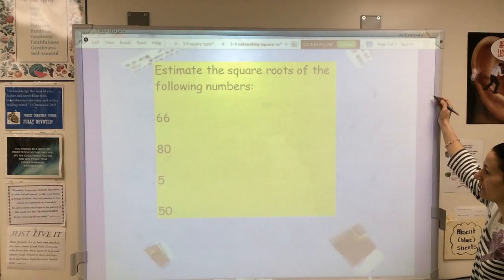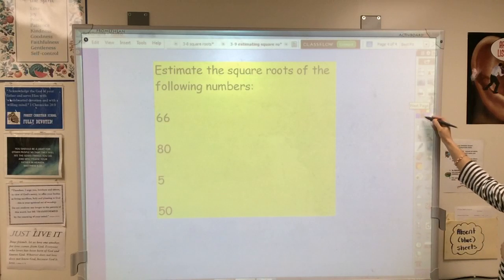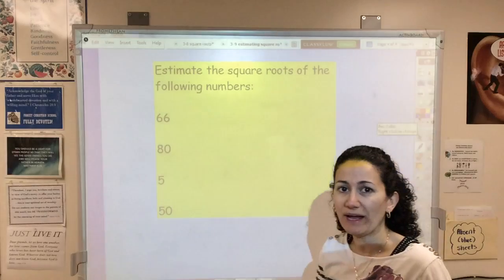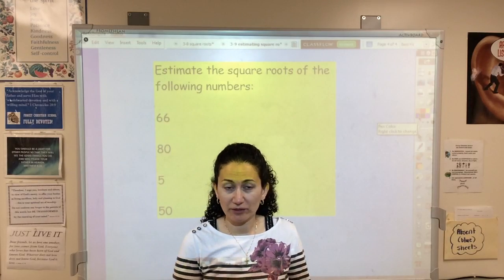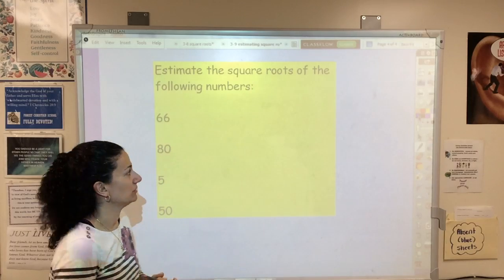Okay, I'd like you to try these 4 problems. See if you can estimate the square roots of the following numbers, and we'll pause the video. Unpause it when you're finished and we'll go over these. Okay, I hope you had your perfect square list handy. It's definitely going to help you to estimate these square roots.